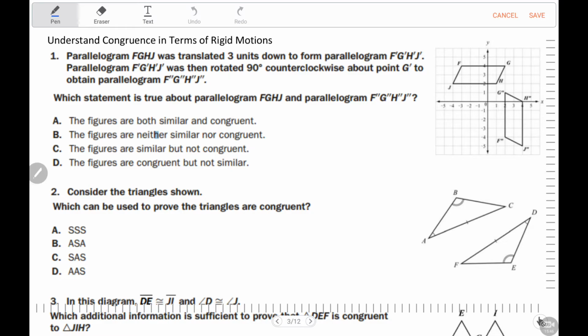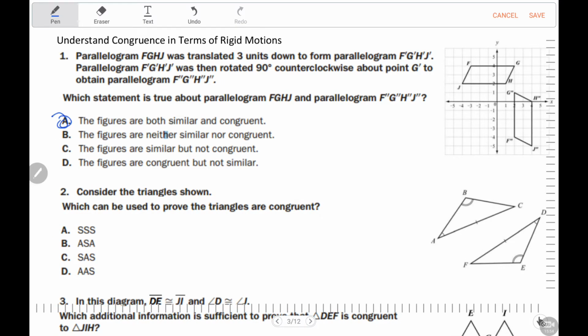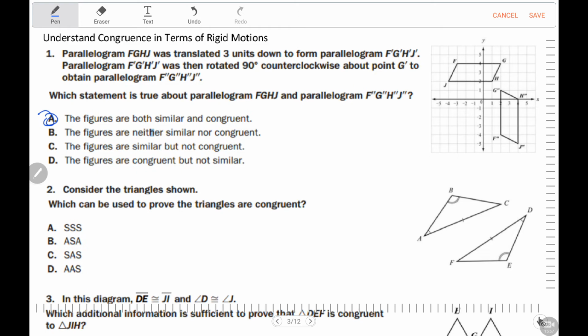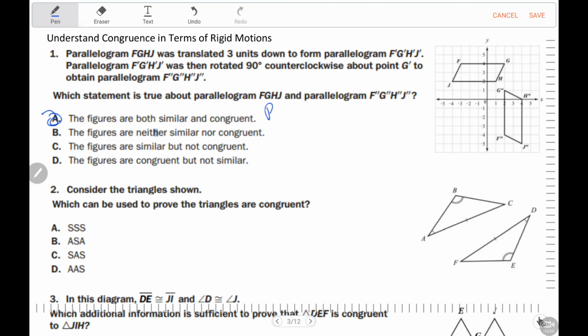Which statement is true about parallelogram FGHJ and parallelogram FGHJ prime? Let's see. The figures are similar and congruent. That would be the answer immediately because there was no dilation. So these were all rigid motions. And basically what's going on here is, since they're going to have the same angles, and they're going to have the same side lengths because there was no dilation, they didn't get bigger or smaller, then they're going to be both similar and congruent.